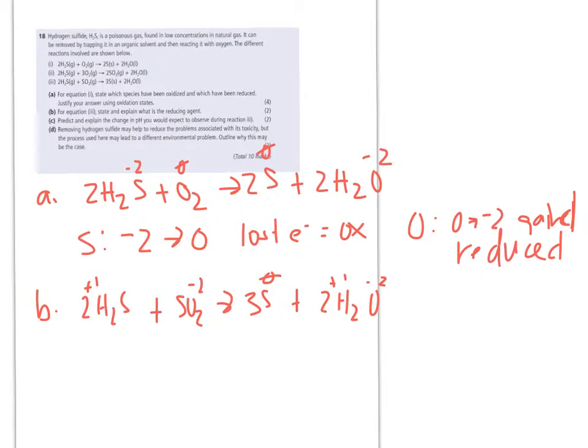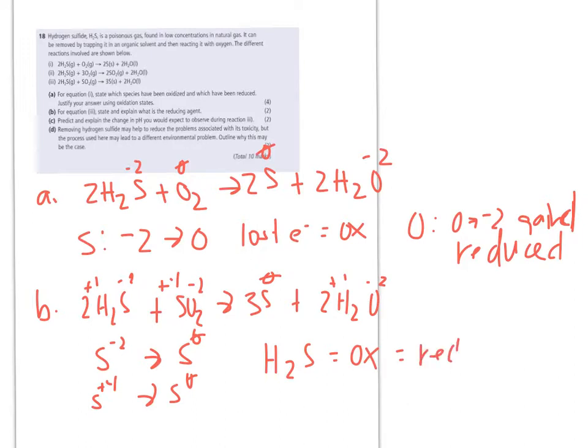This sulfur is at a -2. So I can have sulfur at a -2 to 0. Whereas over here, I've got sulfur at a +4 to 0. So H2S is being oxidized, which makes it the reducing agent. So you can't just say sulfur, because in this case, sulfur is being both oxidized and reduced. It's being oxidized in the form of H2S, but being reduced in the form of SO2.